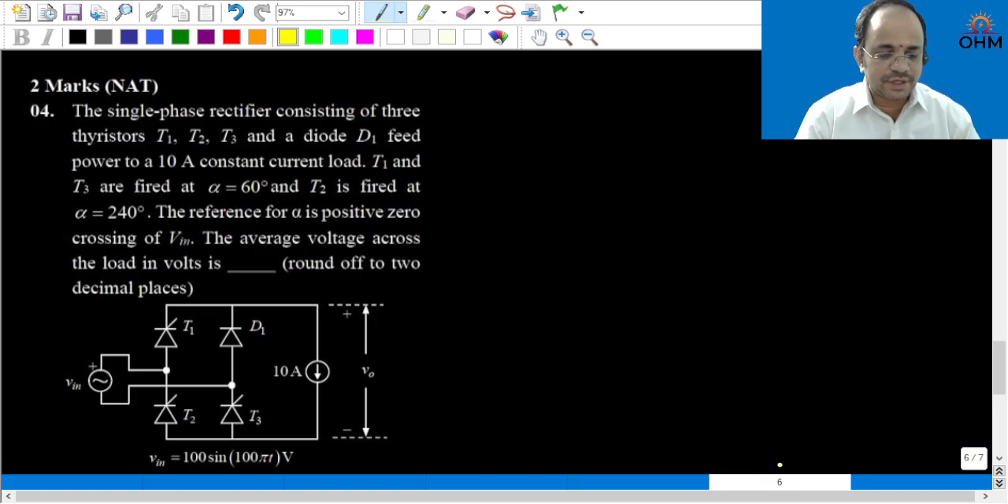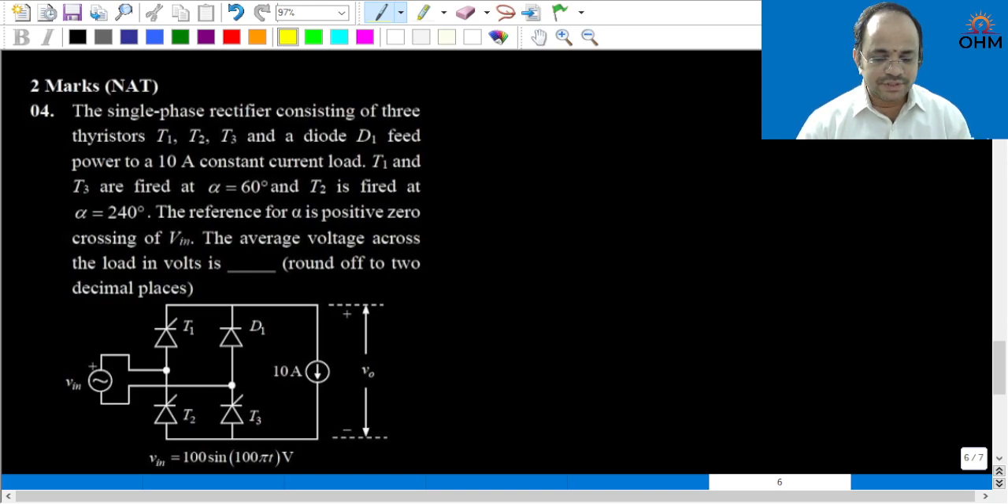Now there is another question here. A single phase rectifier consisting of 3 thyristors. Normally it will have 4 thyristors, but the question is nicely framed with 3 thyristors and 1 diode. It feeds power to a 10 ampere constant current load. T1 and T3 are fired at alpha is equal to 60 degree, and T2 is fired at alpha is equal to 240 degree. So you can also say that T2 is fired at pi plus alpha. Now the reference for alpha is the positive zero crossing of Vin, that is the sinusoidal source voltage.